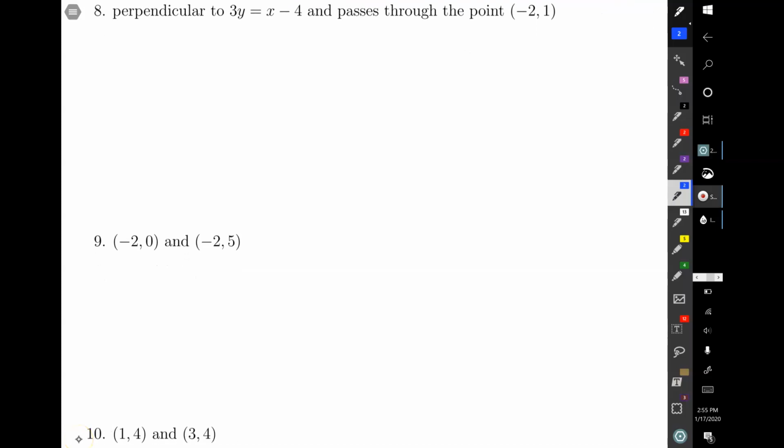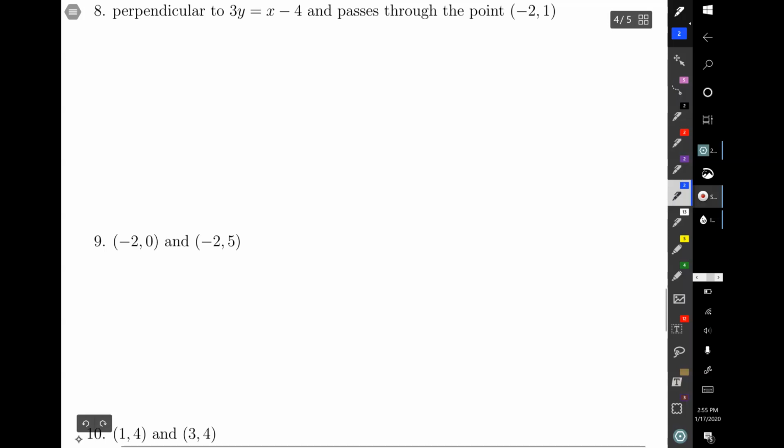So number 8 says write the equation of a line perpendicular to 3y equals x minus 4 and passes through the point -2 comma 1. So I think once we make sure we establish what the slope is, then you'll be able to solve it out. So I'll just pause the video and you can work it out yourself.